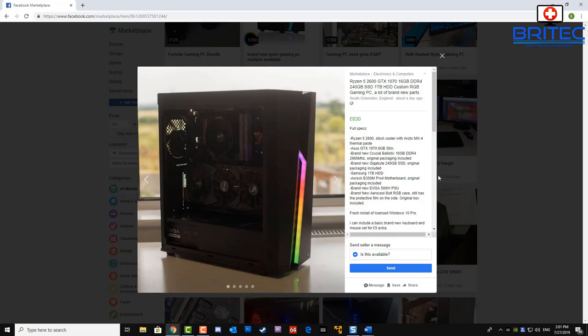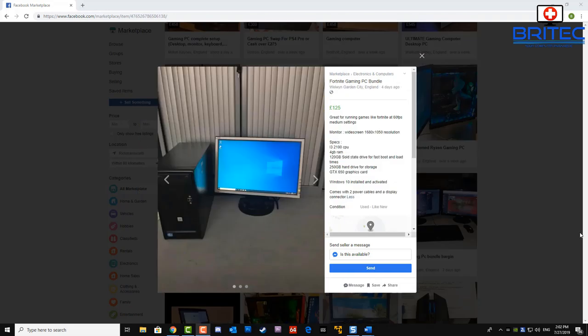You've got a 1070 8GB Strix graphics card in there, and they're still going for a fair bit of money, so I don't think it's overpriced by massive amounts. It's a pretty decent bit of kit there.